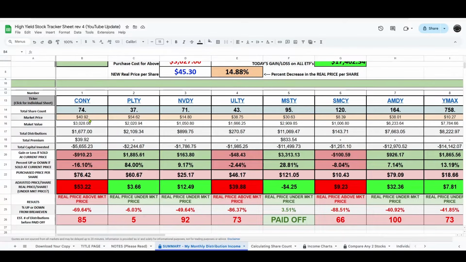Now as you can see, I am still down on about 3 or 4 of these ETFs out of 14. But let's see what it's going to change that real price per share, or the adjusted price per share, to after I enter in those distributions and the purchases I did make this past week.